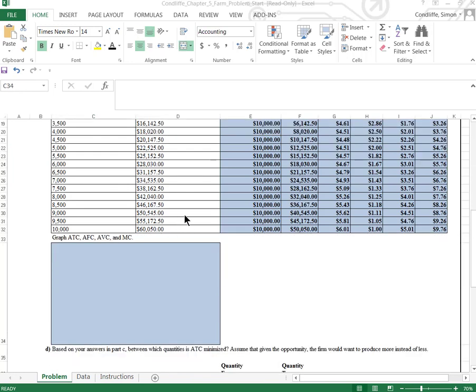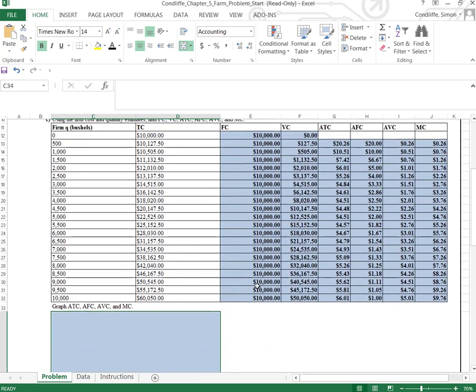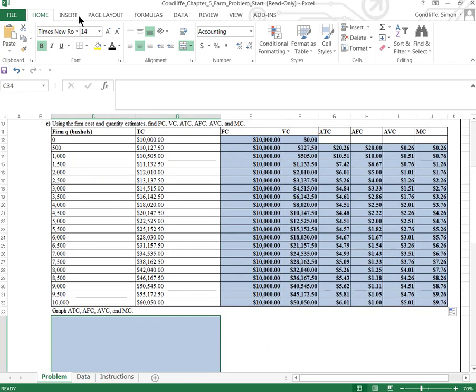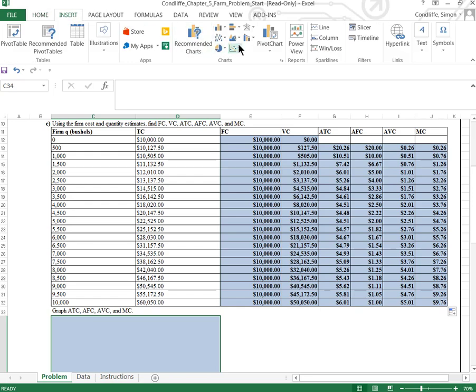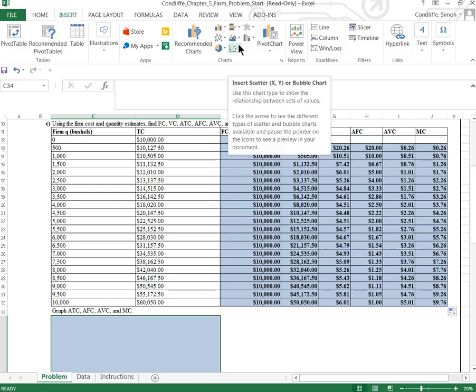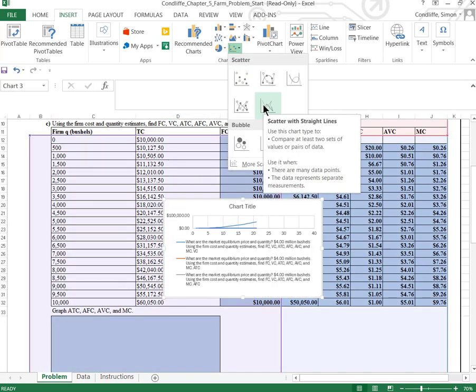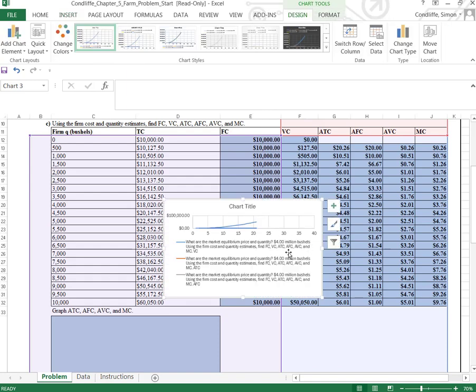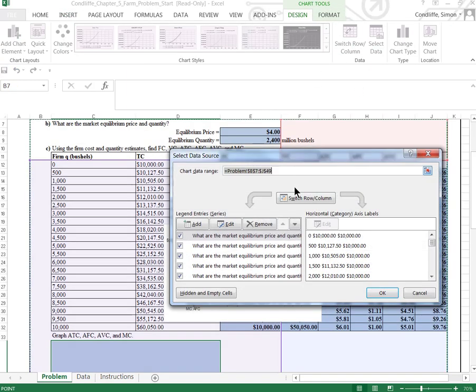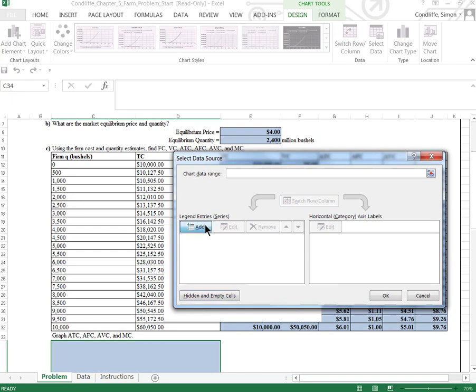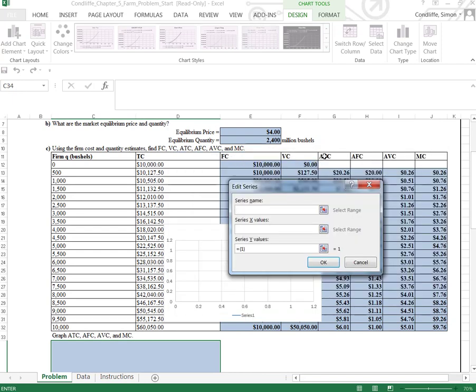Next, we want a graph: average total cost, average fixed cost, average variable cost, and marginal cost. So click in this area, insert, and we're going to look for scatter plot with straight lines again. It's going to be this one here. So again, need to go in. Now we can start adding average total cost, and X values are going to be the output.